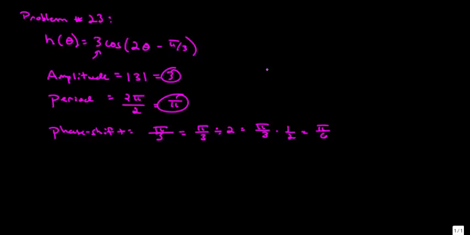The other way you can look at getting the phase shift is to take this 2 and factor it out of what's here. So this is going to be theta minus pi over 6. So that's another way to look at getting your phase shift.